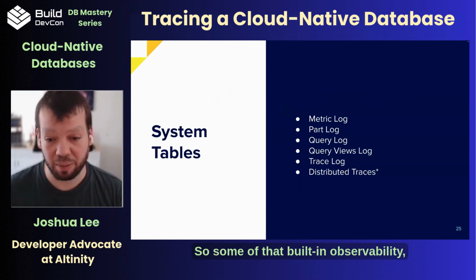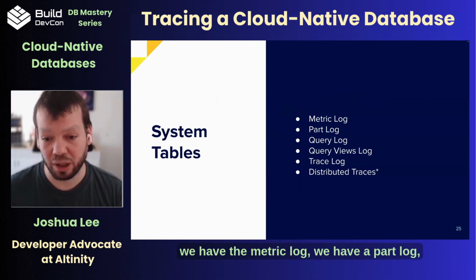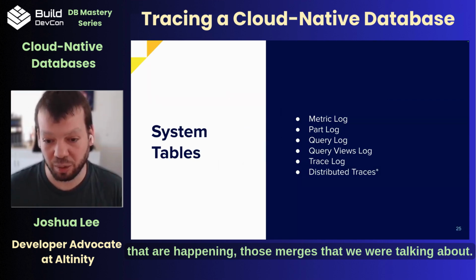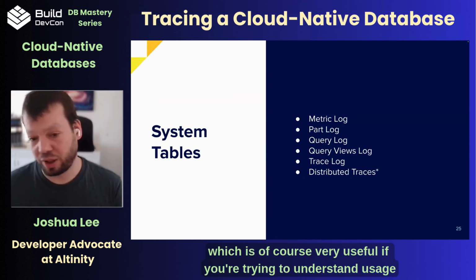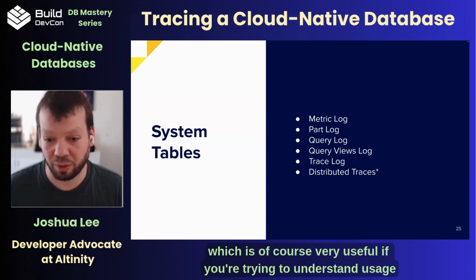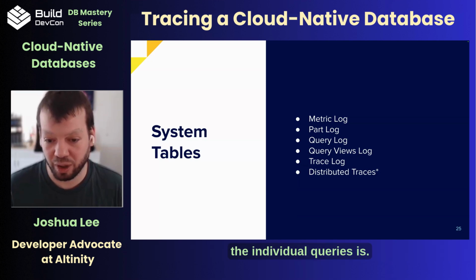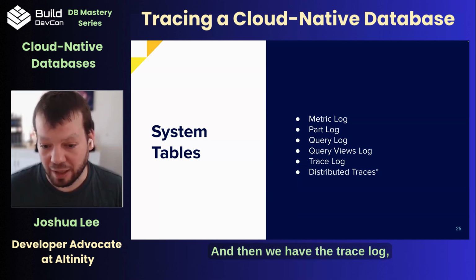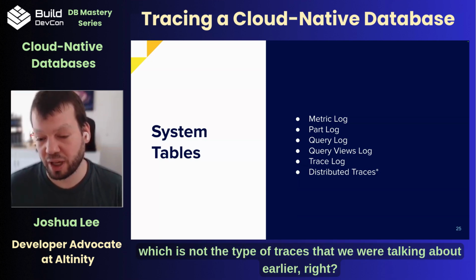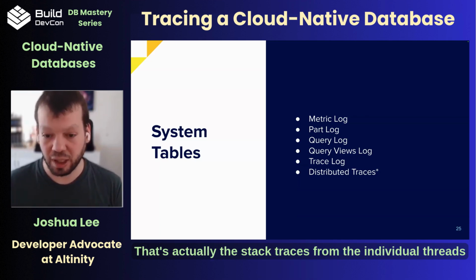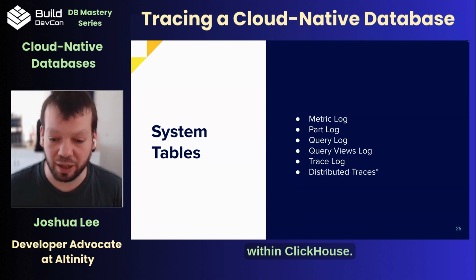Some of that built-in observability: we have the metric log, we have a part log, which stores data about the part operations that are happening, those merges that we were talking about. Query log, which is of course very useful if you're trying to understand usage patterns and how they're impacting performance, or how the performance of the individual queries is. And then we have the trace log, which is not the type of traces that we were talking about earlier, right? That's actually the stack traces from the individual threads within ClickHouse.